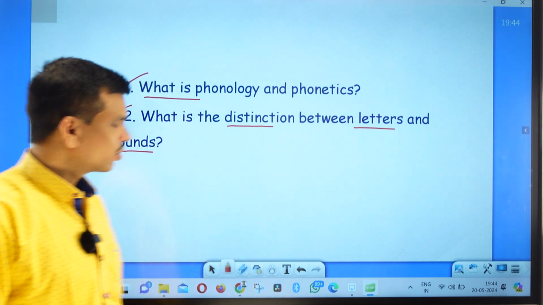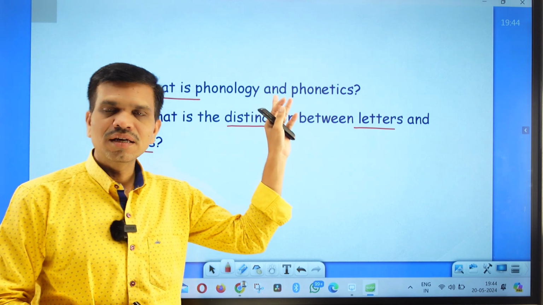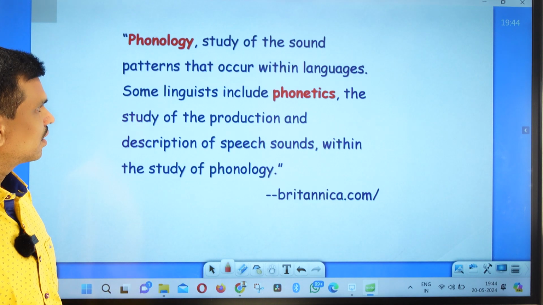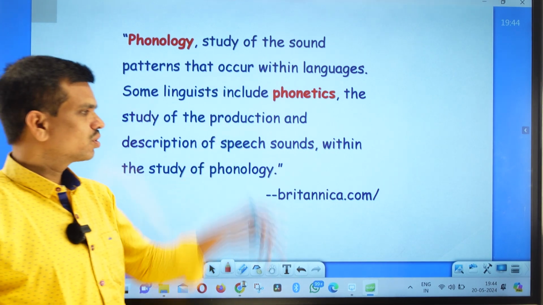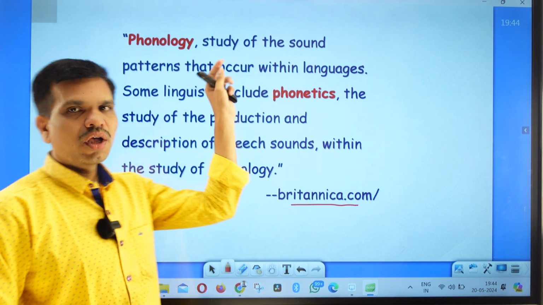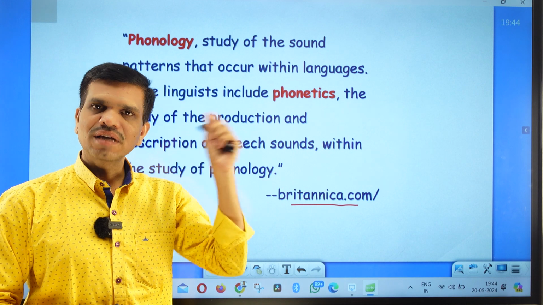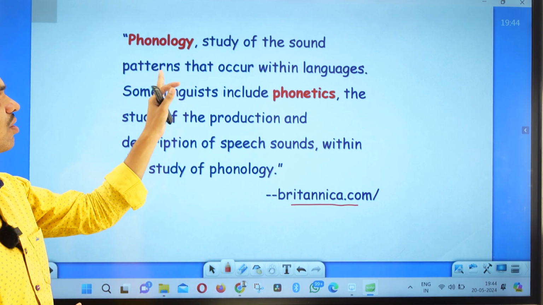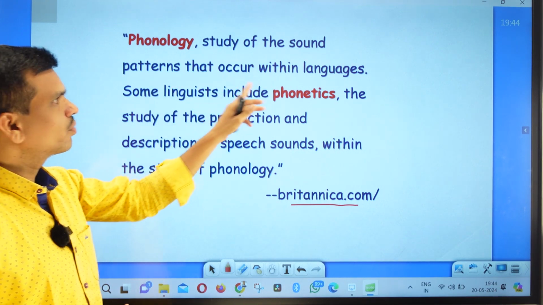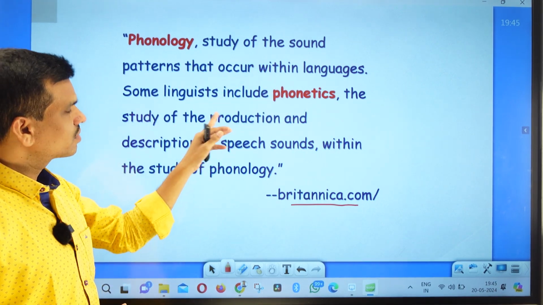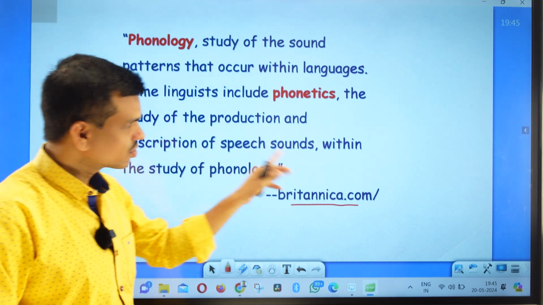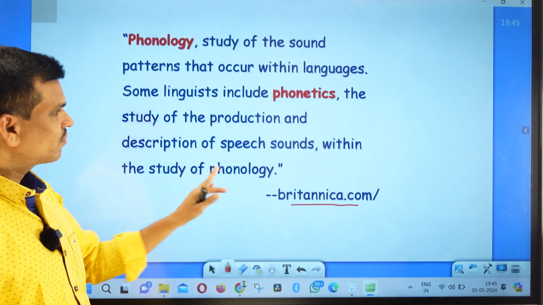So let's talk about that first, and before that we are going to talk about phonology and phonetics. So what is phonology or phonetics? Let's consider this definition I have borrowed from Britannica.com, in which both terms are explained, phonology and phonetics. Very first, phonology. Phonology is nothing but the study of the sound patterns that occur within languages. Some linguists include phonetics, the study of the production and description of speech sounds, within the study of phonology.